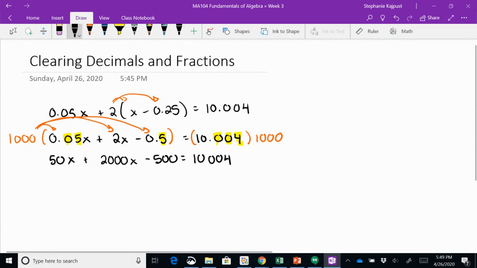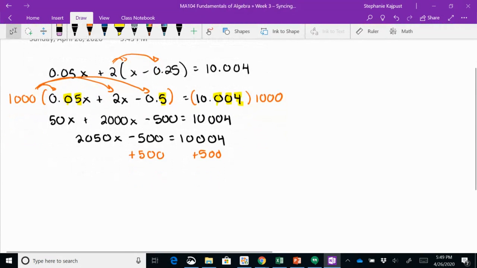So on the left, I have like terms, 50x plus 2,000x. So I can add those. I get 2,050x minus 500 equals 10,004. Then I will add 500 because I want to have the x by itself. So that leaves me with 2050x equals 10,504.